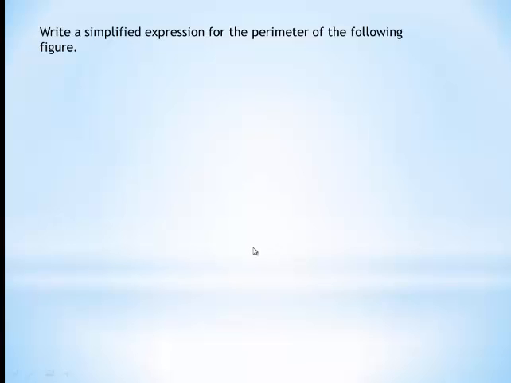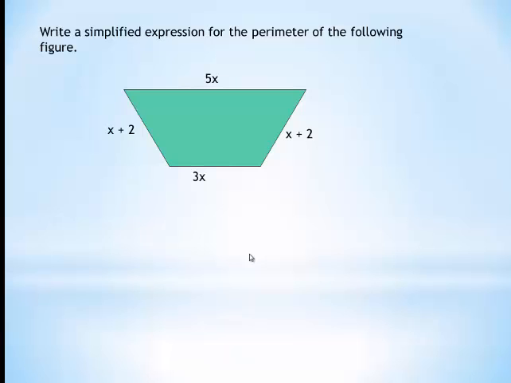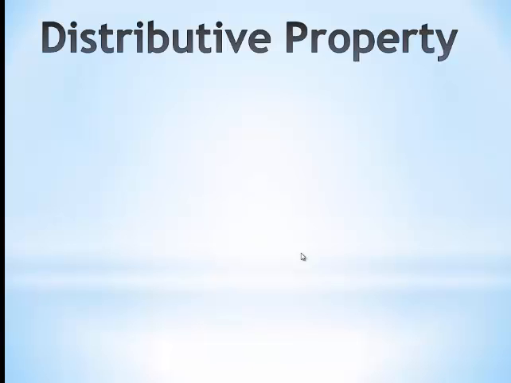Okay, so let's write an expression simplified for the perimeter of this figure. Hit pause and work that out. Okay. So the perimeter would be adding up all the sides. 5x plus x plus 2 plus x plus 2 plus 3x. Combine like terms of my x's, I would get a final answer of 10x plus 4. How'd you do? Excellent.